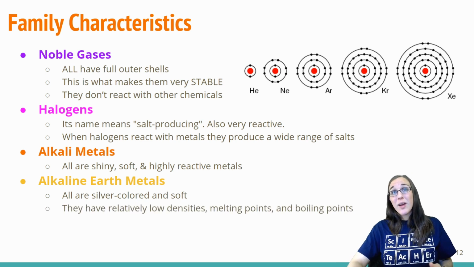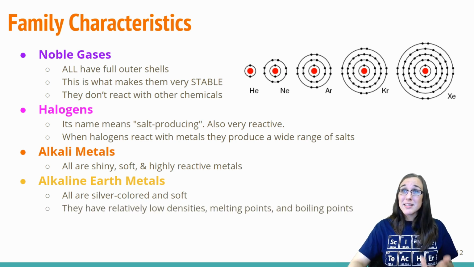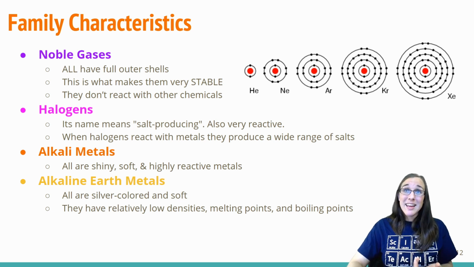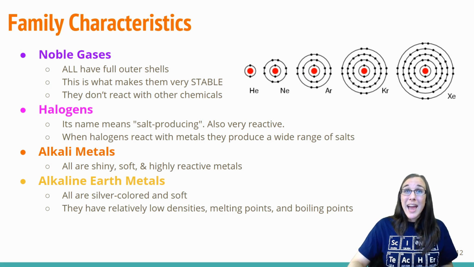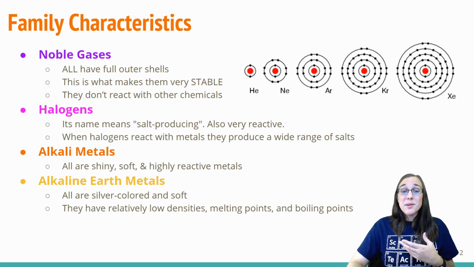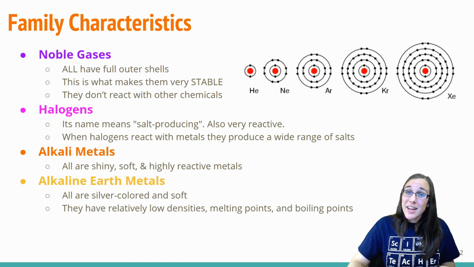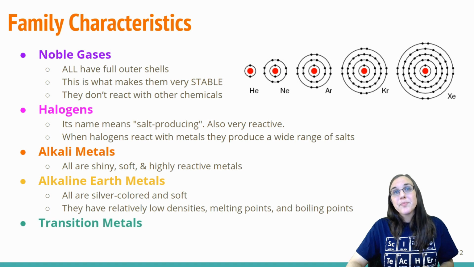They have relatively low densities, melting points, and boiling points for the alkaline earth metals, meaning that lower density means that it's likely to float on water if it has a lower density. If it has a low melting point, it means it doesn't require a lot of energy in order to get it to melt. And boiling points, meaning again, it doesn't require a lot of energy to get it to boil.